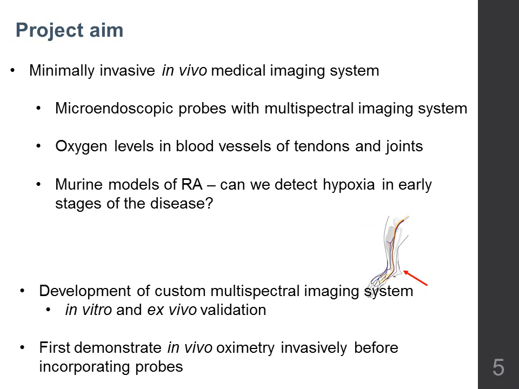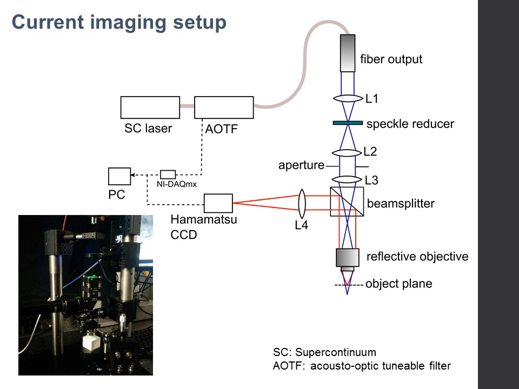And so at the moment I'm just attempting to demonstrate in vivo oximetry invasively, so surgically exposing the joint, the tendon, before incorporating probes. So this is a diagram of the imaging system as it is at the moment.